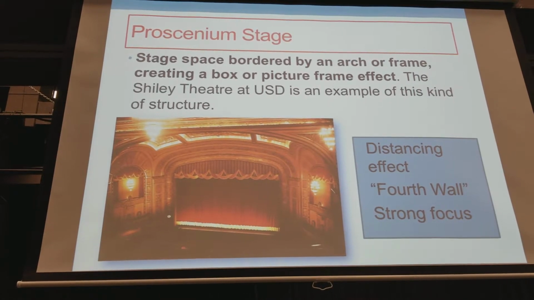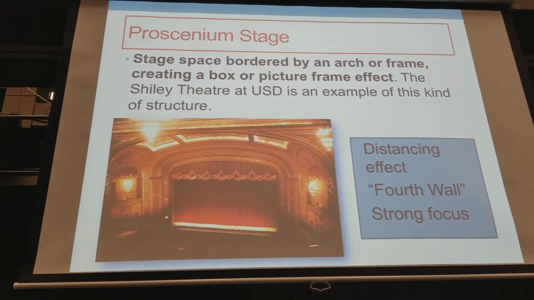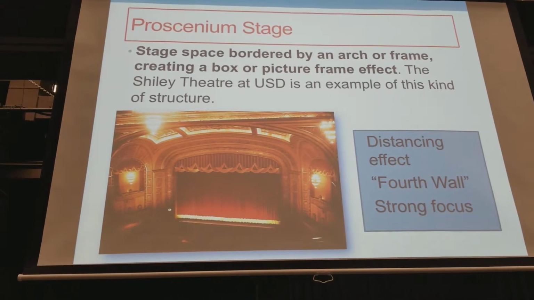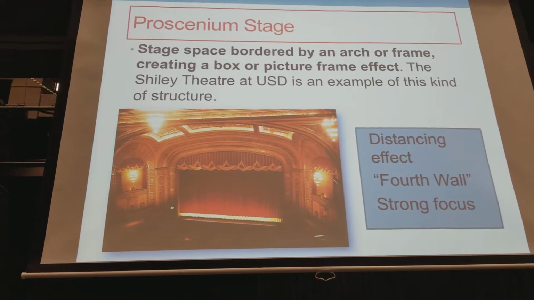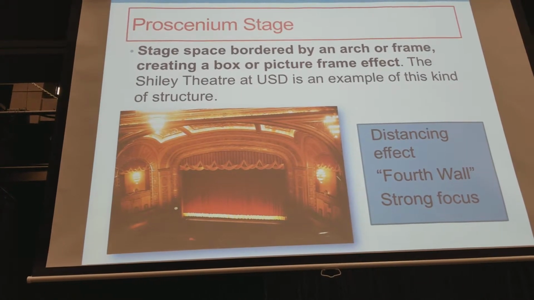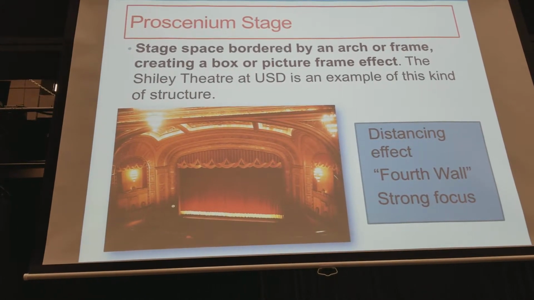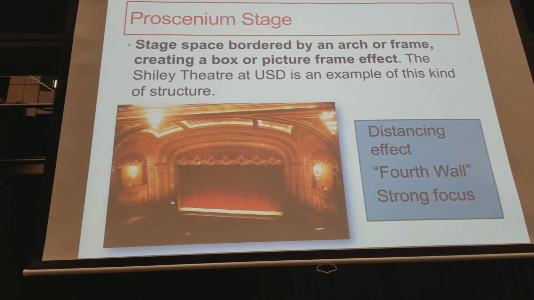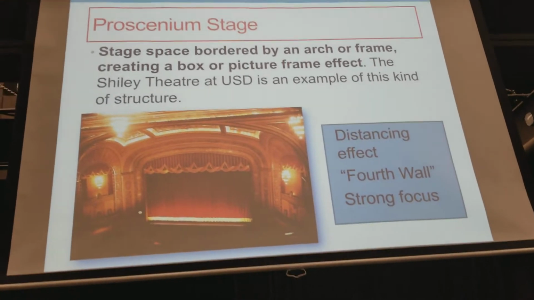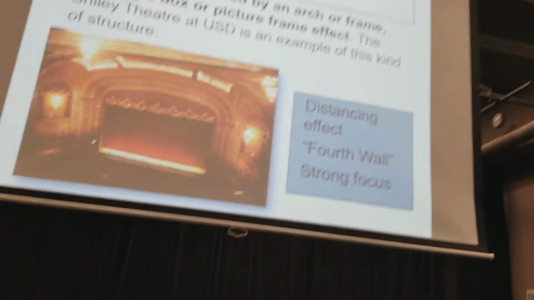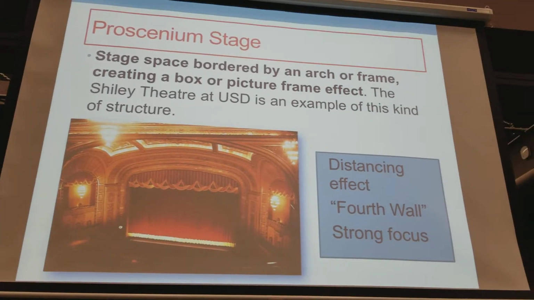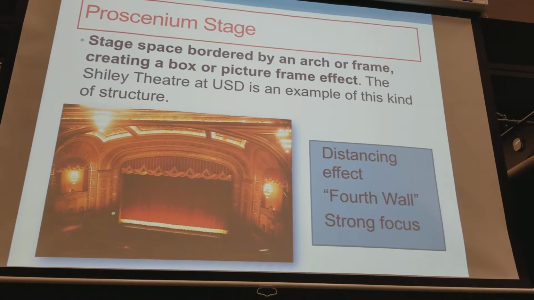So a proscenium style stage, most of you have been to if you've ever been to a movie theater, right? It is a space bordered by an arc or a frame creating a box or a picture frame effect. Yes? We don't really have that space here yet, like a very formal and large space, but if you've ever been to a show downtown at the Civic or the Balboa Theater, those are all very formal setups, right? So here are the important effects of seeing or participating in a show like that.